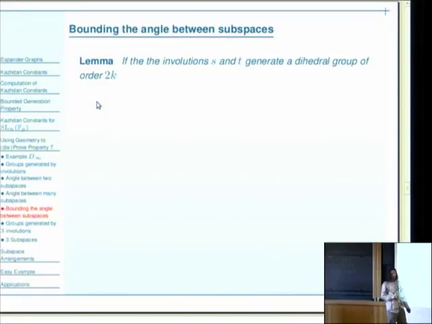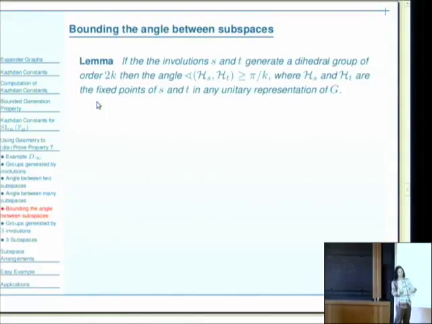Okay, so now we have to do some representation theory in order to control these kinds of angles. And let's do two toy examples. Again, I'm going to skip the proofs. Suppose that I have two elements of order 2 which generate not the infinite dihedral group, but a finite dihedral group. Then when I take any representation of the finite dihedral group, and take their fixed subspaces, the angle cannot be very small. The angle is always more than pi over k, where k is the order of the dihedral group.